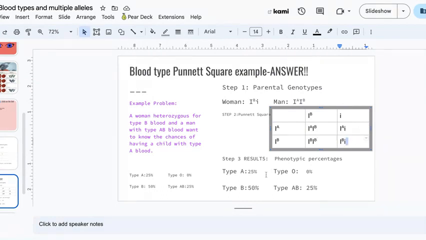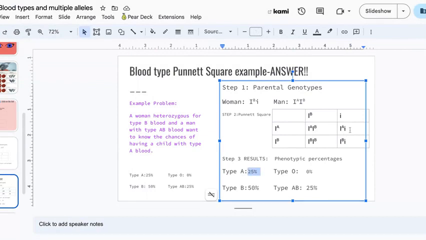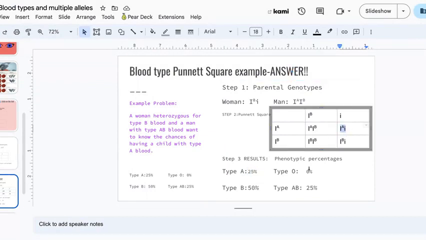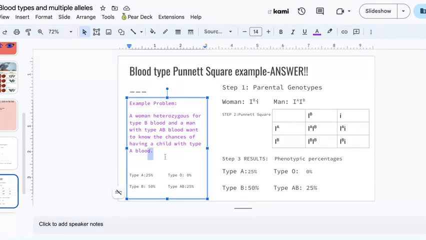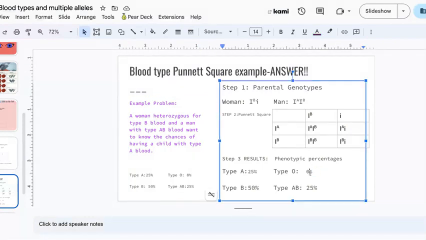So as you can see, there's a 25% chance right here, this box, that they can have a child with type A blood. And that's answering my question going back here: what's the chance of having a child with type A blood? And then you can kind of figure out the rest. There's no way they could have a child with type O blood. And if they did, that means something suspicious happened.